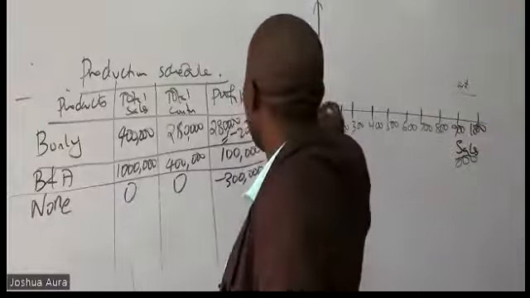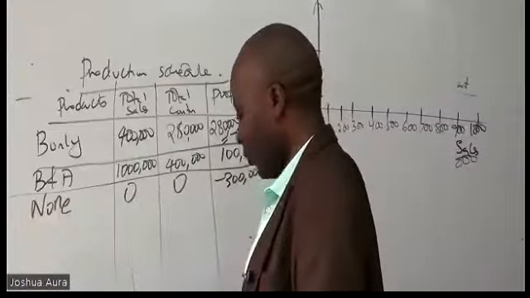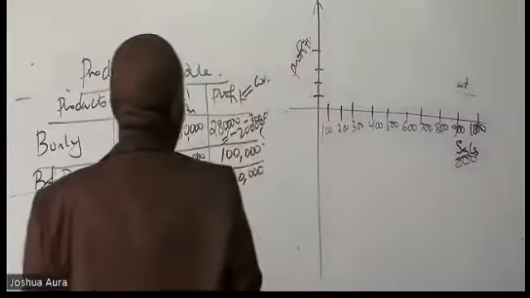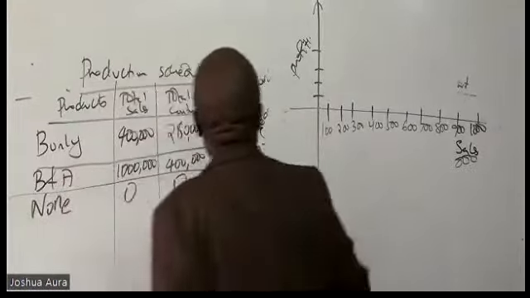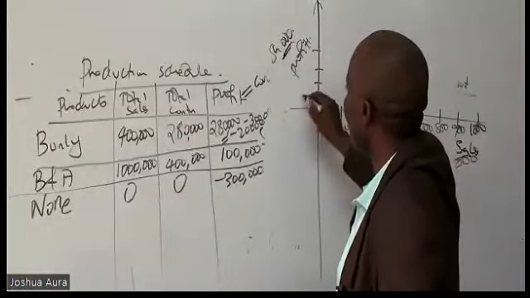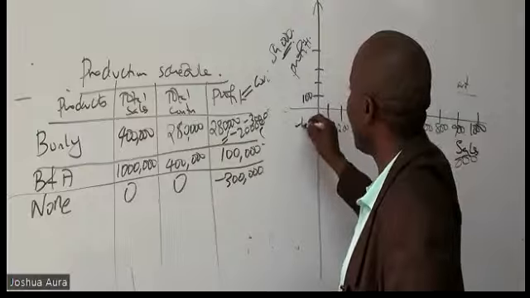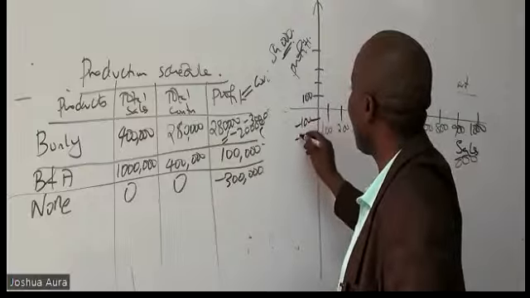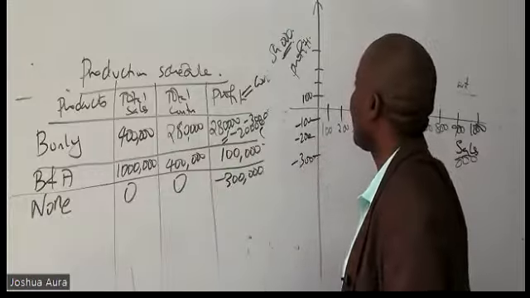And then go straight away to the profit. So profit really here, the best one also to go in 100s. So profit in shillings thousands. So this will be 100, then minus 100, minus 200, minus 300, like that.